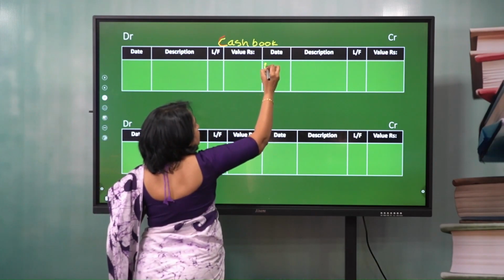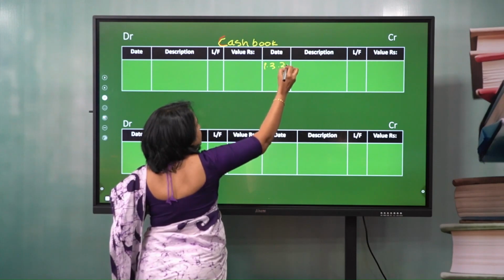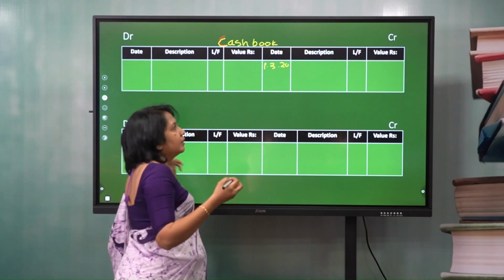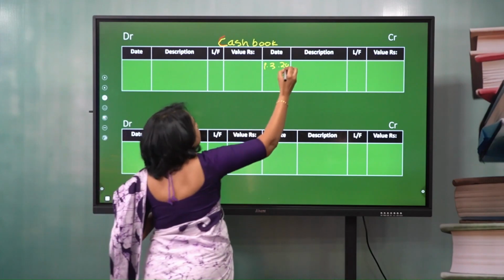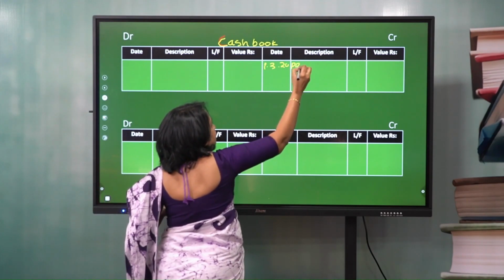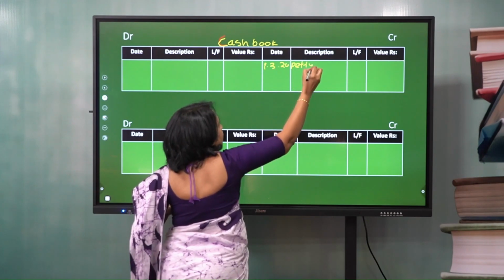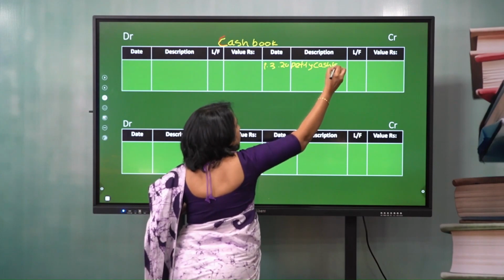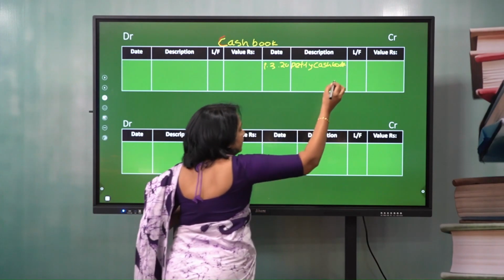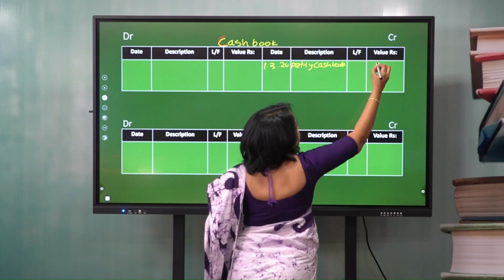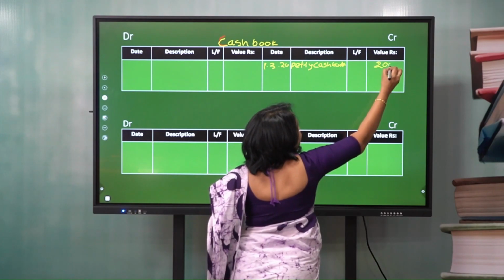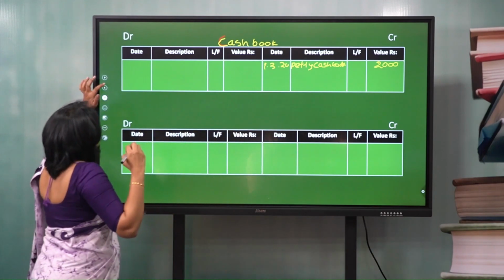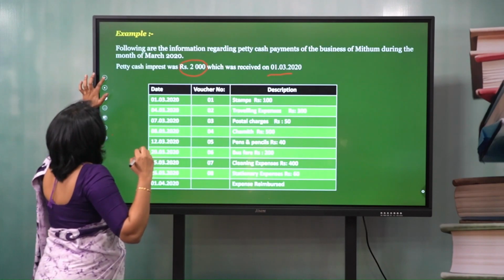Date was 1st March 2020, and the description will be the name of the other relevant account. So that is petty cash book. And the amount is 2000 rupees. This is a credit entry. Now that first transaction is okay now.